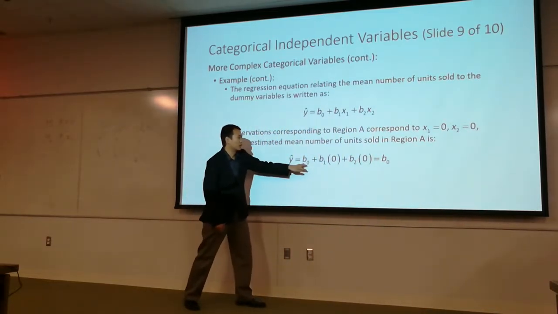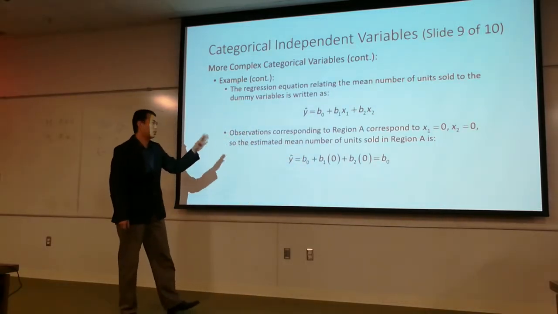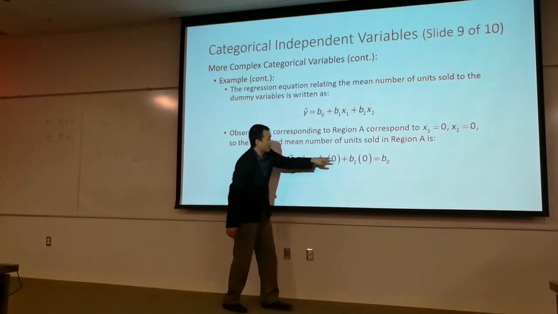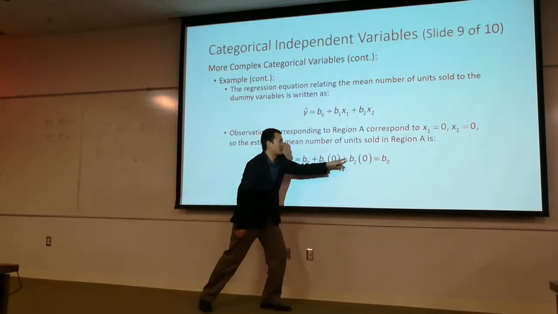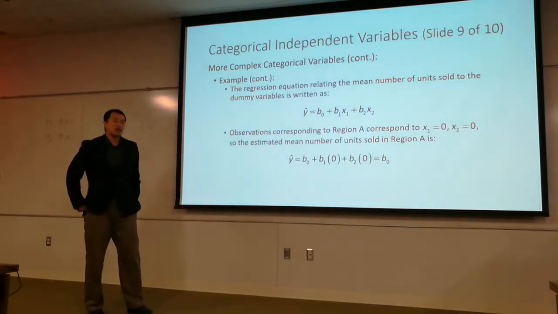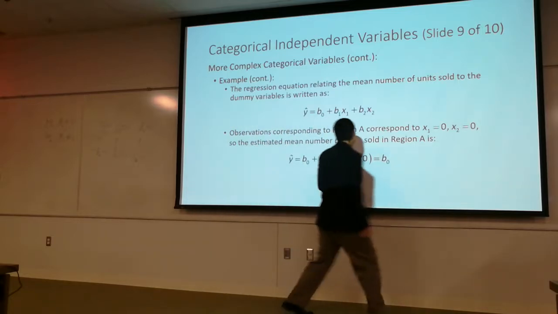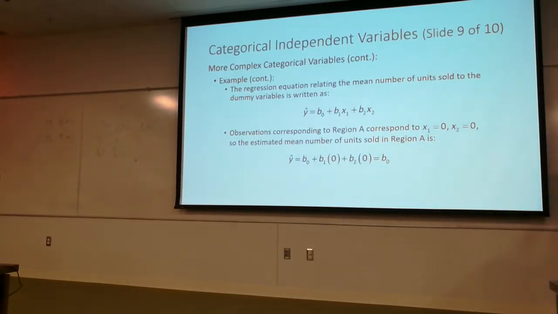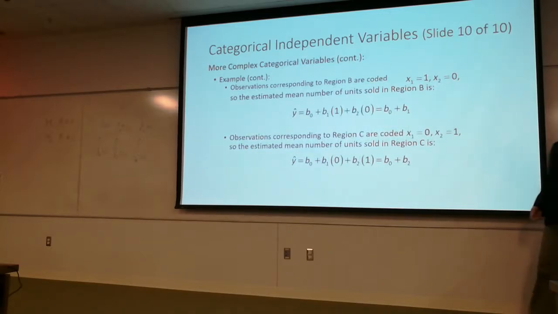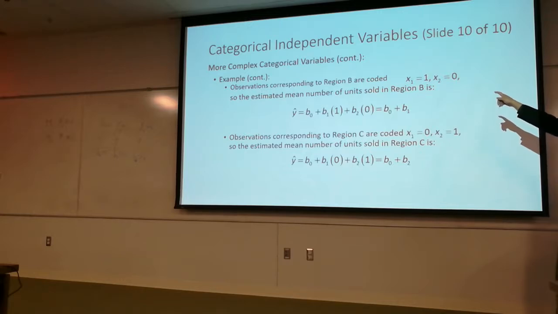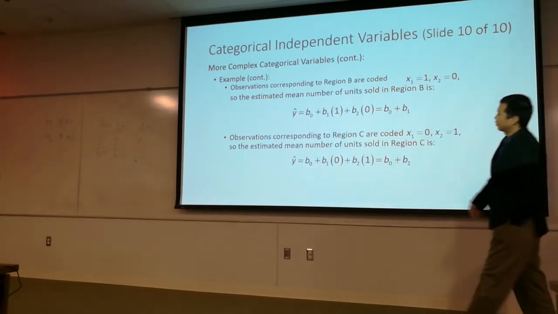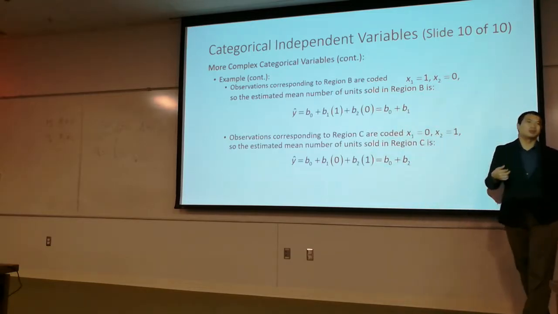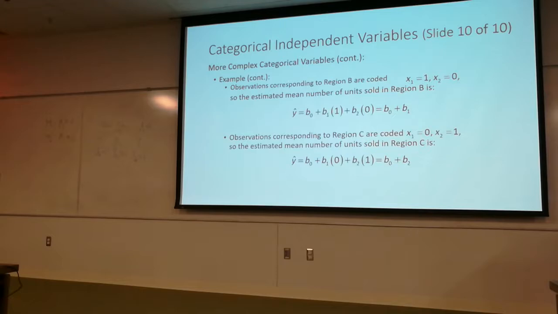After we have the model, in this application we don't have the data, but assuming we have the data and we did the regression analysis, and eventually we have the real values for those 3 parameters. If we put in 0 and 0, B0 is the estimated mean sales from region A. If we plug in the other combinations, if x1 is equal to 1 and x2 is equal to 0, we have B0 plus B1, which is the estimated mean of region B. And similarly, we have region C.